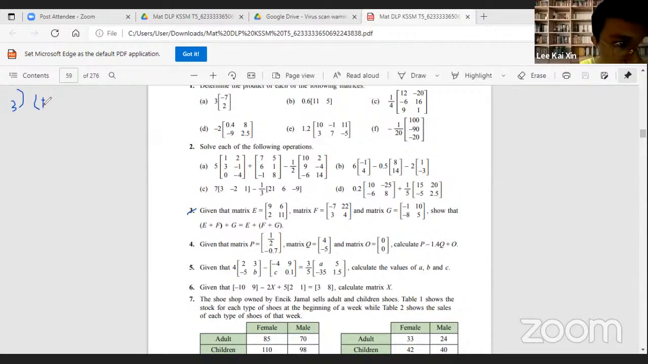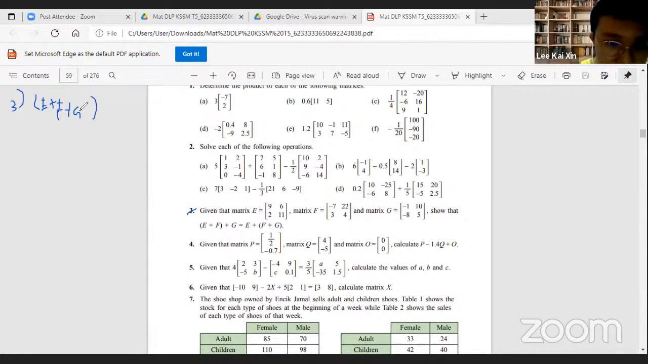Okay, so E plus F plus G. Actually, this is related to what Jose taught, the addition and subtraction. But this one we just do, because sometimes they ask you to prove, so you just prove for them to see.